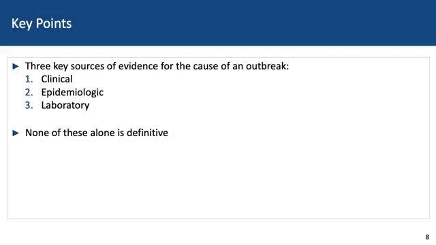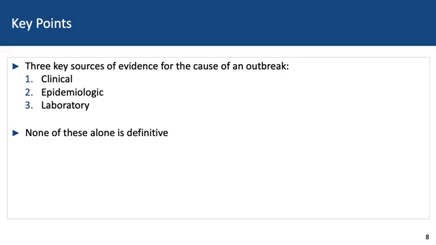To summarize the key points from this section, there are 3 key sources of evidence on what causes an outbreak: clinical evidence, the symptoms people get; epidemiological evidence, when and where cases are occurring; and laboratory evidence, the characteristics of the pathogen and the disease response we have. And none of these alone are definitive.